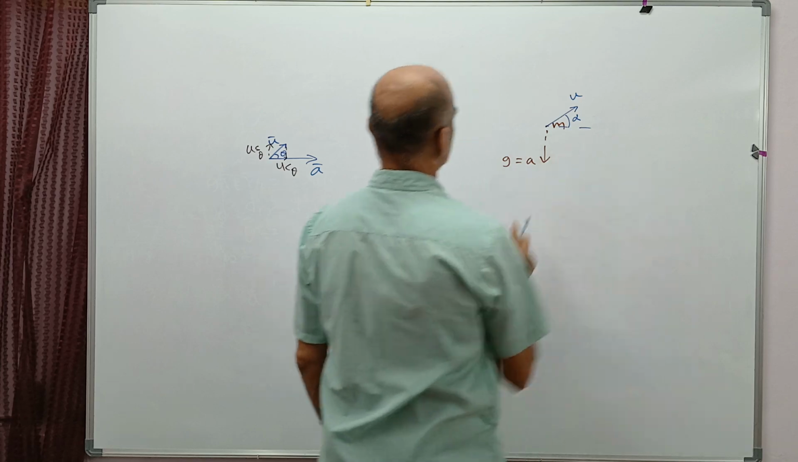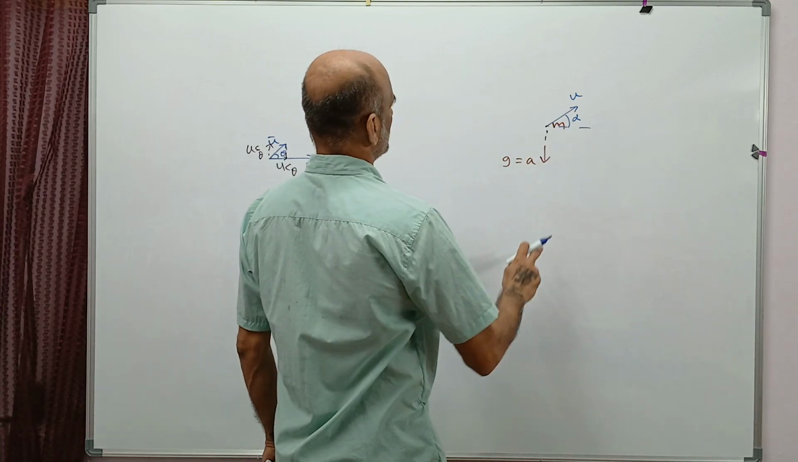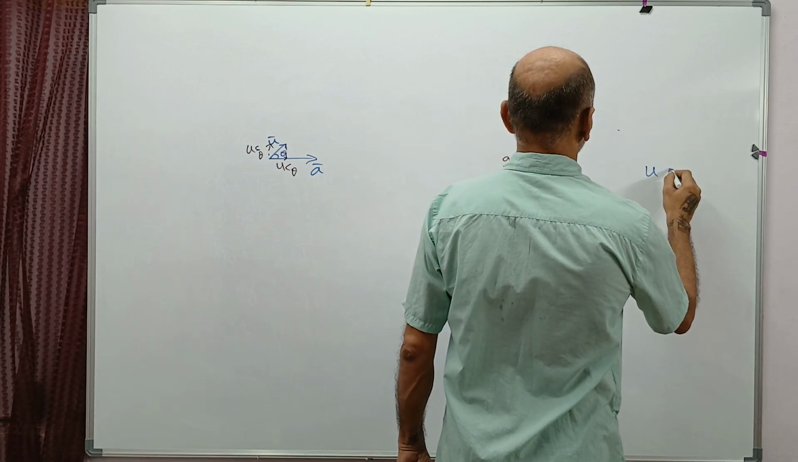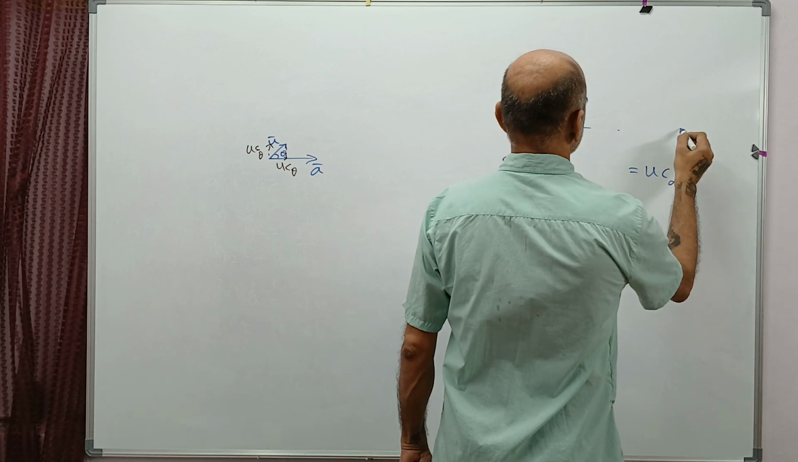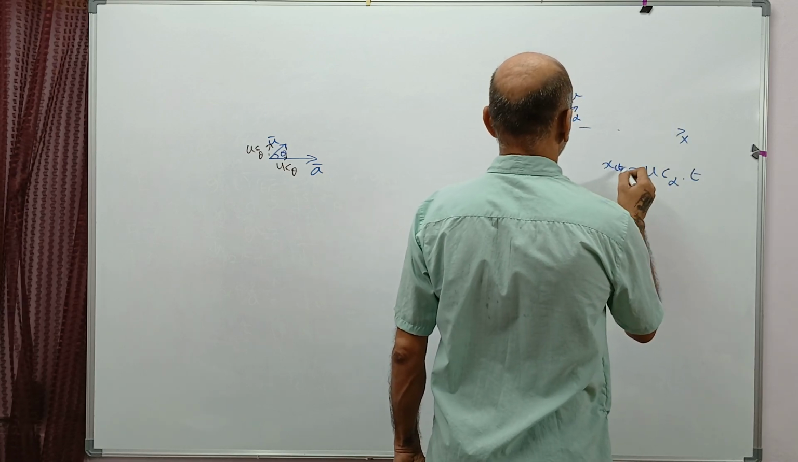For u cos alpha, there is no force in the horizontal direction because acceleration is vertical. So there will be uniform velocity motion in this horizontal direction, u cos alpha into time. So if you take this as the x-axis, x of t will vary like this.